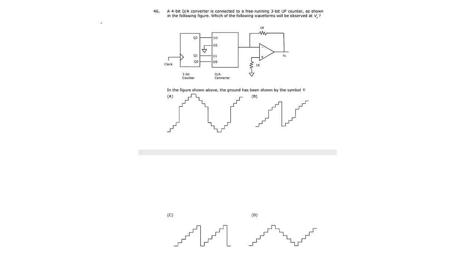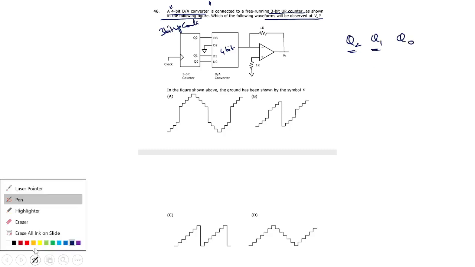A 4-bit D2A converter is connected to a free running 3-bit up counter as shown in the figure. Which of the following waveforms will be observed at V0? This is the 4-bit D2A converter and this is the 3-bit up counter. Try this.